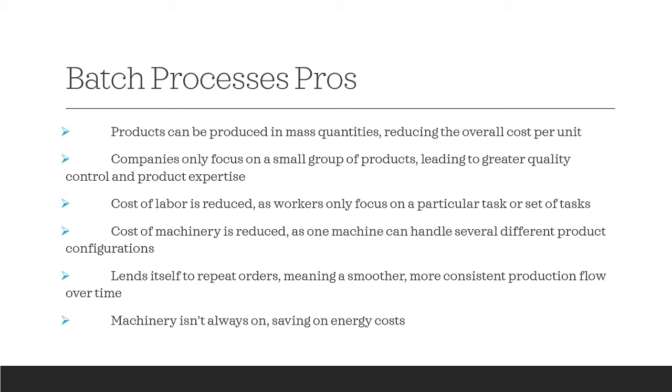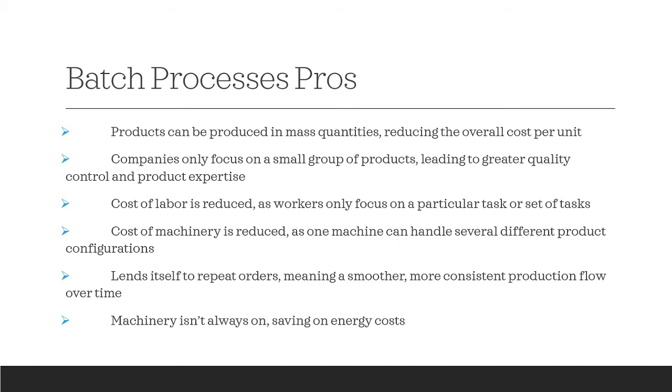Machinery isn't always on, saving energy costs, since it does produce in a batch. It's not continuously having to stay on like the continuous one, where it only produces one unit at a time. Batch processes produce a group of units, so whenever it's not needed, it'll be shut down.